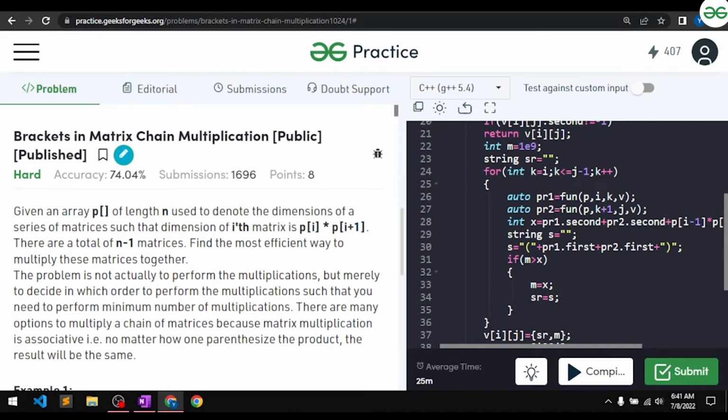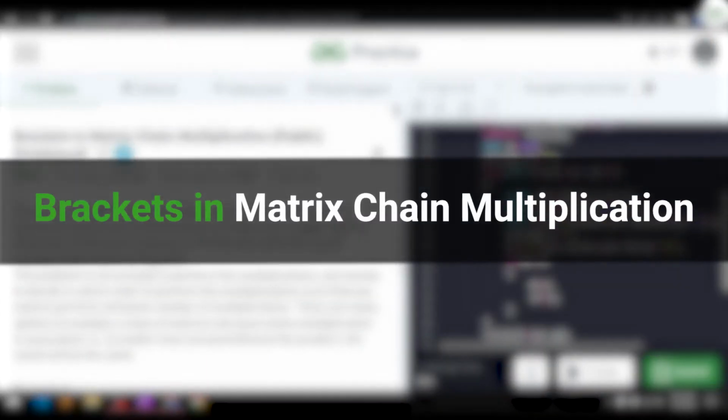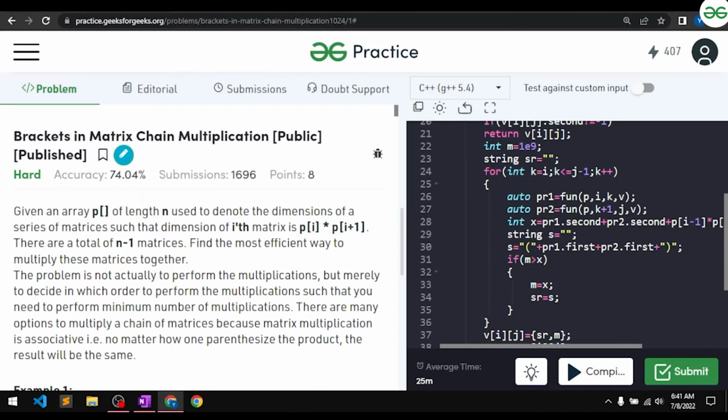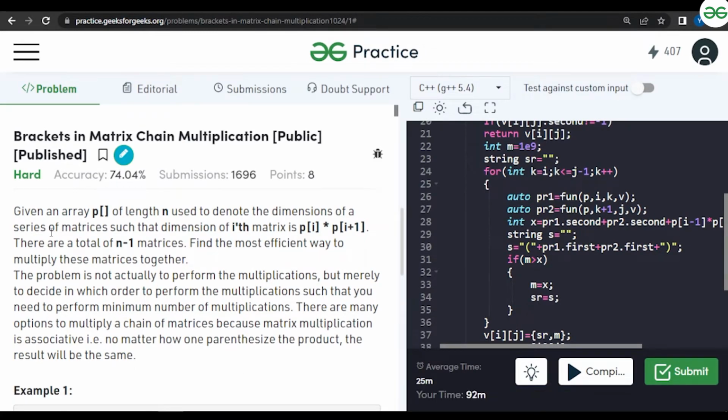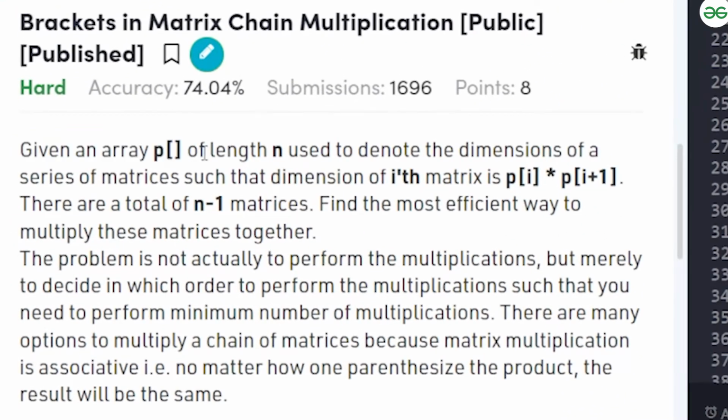In this video we will discuss the problem brackets in matrix chain multiplication. Previously this problem has been asked in some of the product based companies. The problem says that we'll be given an array P of length n, which is used to denote the dimensions of a series of matrices such that the ith matrix has dimension Pi into Pi plus 1.